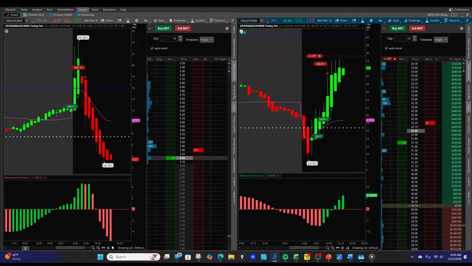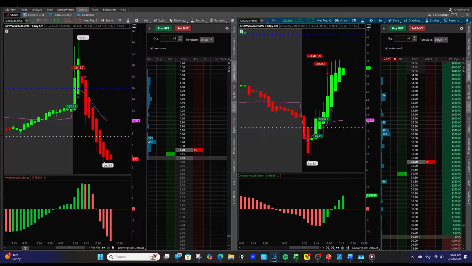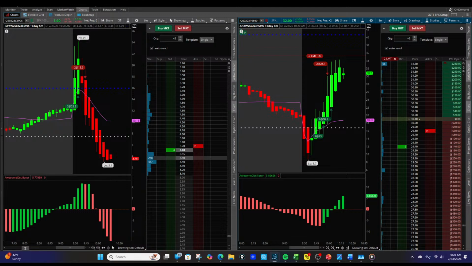Okay, next candle. It doesn't have a wick. Usually candles that have no wicks on them are pretty bullish. This one just turned into a spinning top.